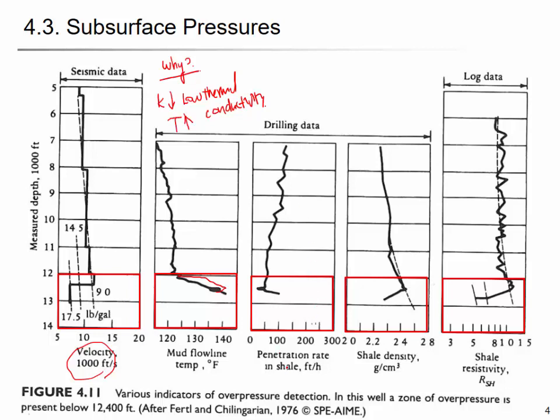And of course you have an increase in penetration rate because it's a weak formation, so it's easier to cut. And the shale density is also low. And resistivity itself is very low. I think this is because of the high porosity.